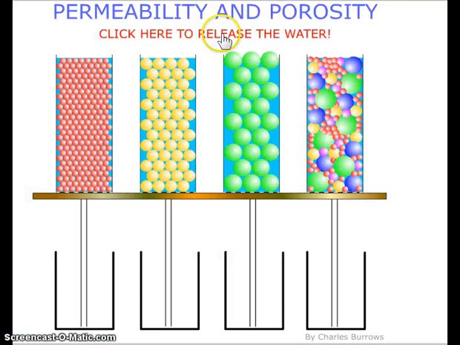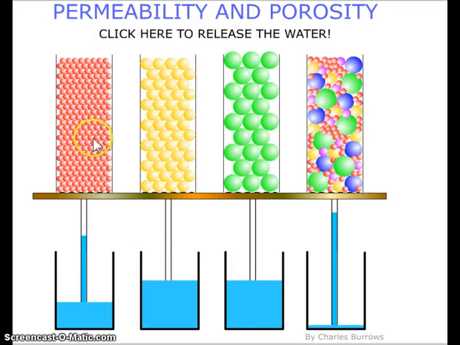So let me show you an animation. So in this picture, we can see that we had small, medium, large, and unsorted. And when we release the water there, we could see that the small, medium, and large, they all had the same amount of water come out because they had the same amount of pore space or the same porosity. Same volume of sediment, it's just they're all different sizes. And remember, size does not affect porosity.